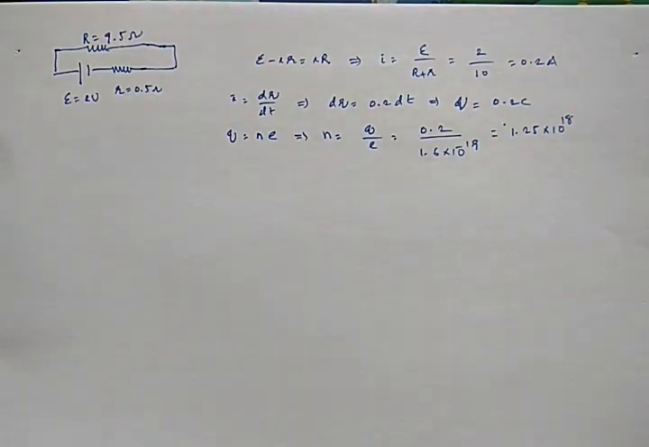Let us look at the next question. The next question is: a battery of EMF 2 volt and internal resistance 0.1 ohm is being charged with a current of 5 ampere. What is the potential difference between the terminals of the battery?